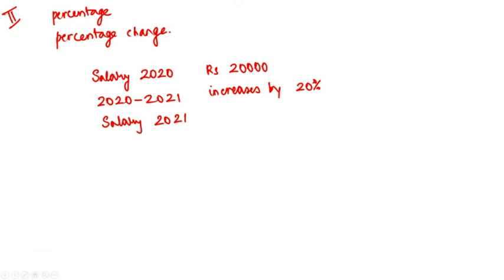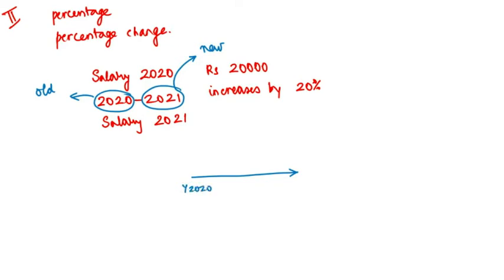Now, notice the old year, the early year, is 2020, and the new year is 2021. So you are drawing an arrow. This is year 2020 while this is year 2021. Now in the year 2020 my salary is 20,000 rupees, so you are writing this as 20,000 rupees. Now he says it increases by 20%. What does increase by 20% mean?